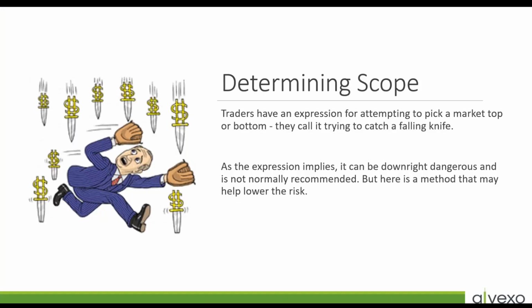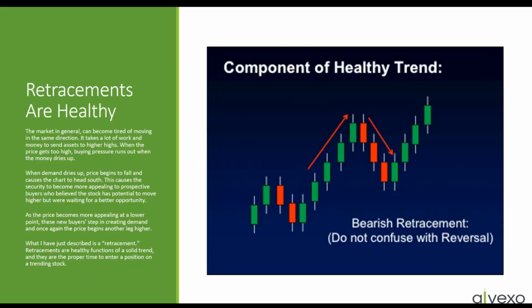Because remember, traders have an expression for trying to pick the tops or bottoms of the market, and it's called trying to catch a falling knife. Okay, and there's no way to stop you. There is no formula out there to really be able to pick the tops or pick the bottoms. And I don't want to pick the top.